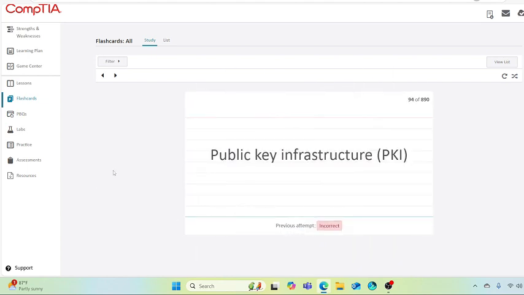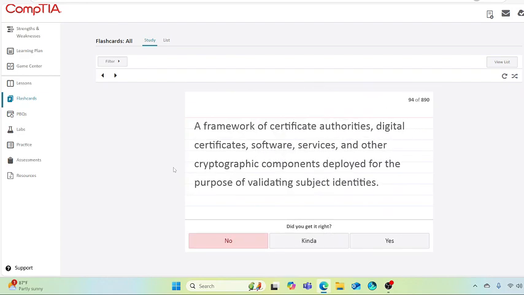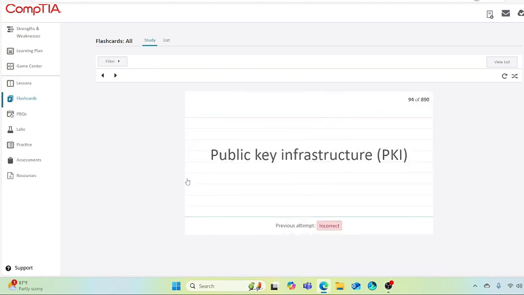Public key infrastructure, PKI. A framework of certificate authorities, digital certificates, software, services, and other cryptographic components deployed for the purpose of validating subject identities.